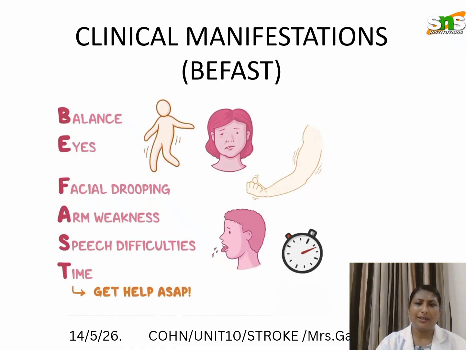These are the clinical manifestations. Simply, we have to remember BE FAST. B means balance, E means eyes, F means facial drooping, the patient having facial drooping, A means arm weakness, S means speech difficulties, and T means time to get help and assess.